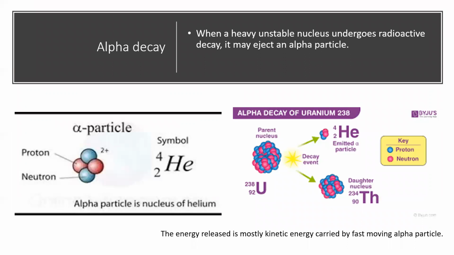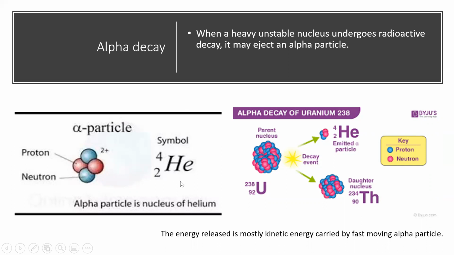Now let's look at the three different types of decay: alpha decay, beta decay, and gamma decay. Let's start with alpha decay. When a very heavy unstable nucleus undergoes radioactive decay, it may eject an alpha particle. An alpha particle has two protons and two neutrons, and it is identical to the nucleus of helium. Therefore, you can write alpha as this alpha, or you can just write 4He2 in the equations.